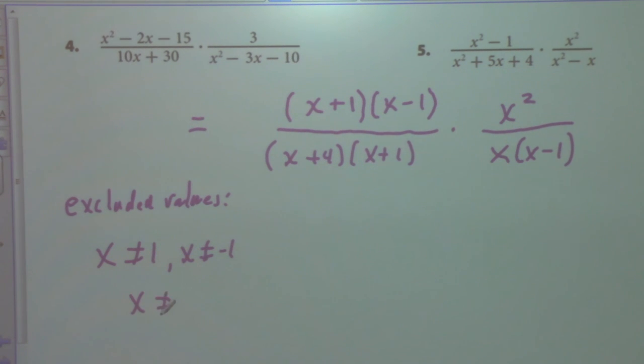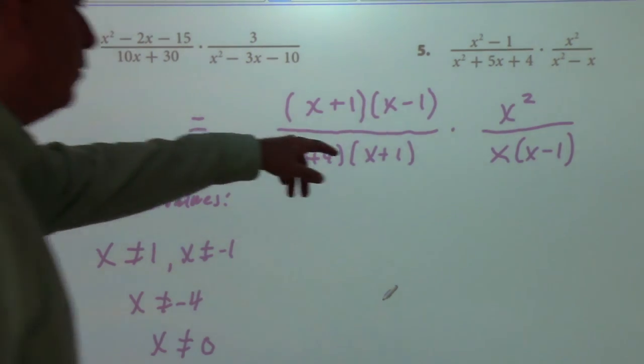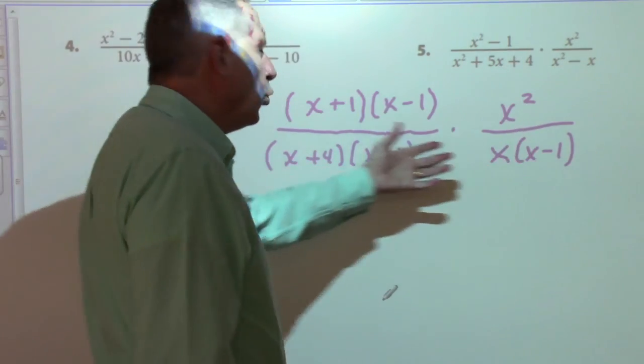Is 0 also excluded because you have an x out front? Chloe asks this: also x cannot equal 0. Why can x not equal 0? Because what happens if x is equal to 0? The whole denominator is 0.